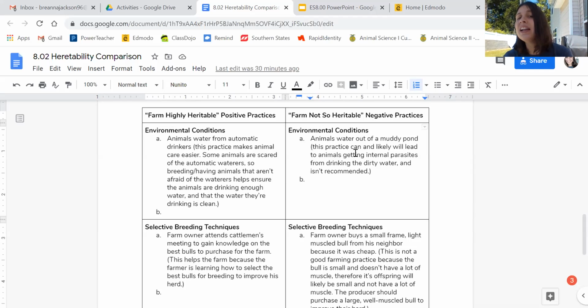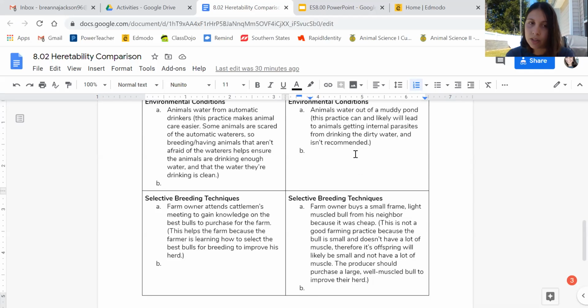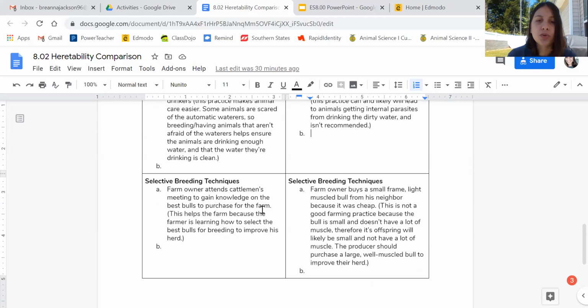This farmer thought that letting his animals drink out of the water was going to help him. It's probably not. And then 2 things related to selecting animals or breeding animals that is going to help the farm and probably not help the farm. This guy thought he was going to help his farm by not spending a lot of money on a bull, but that's not going to help him. This guy went to a meeting to learn how to purchase the best bull, and this is going to help him to actually be able to purchase the best bull.